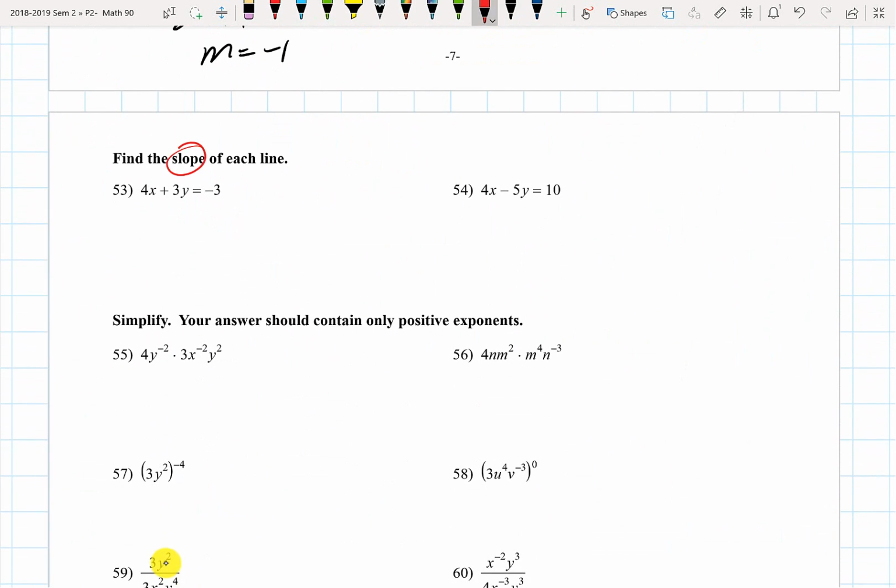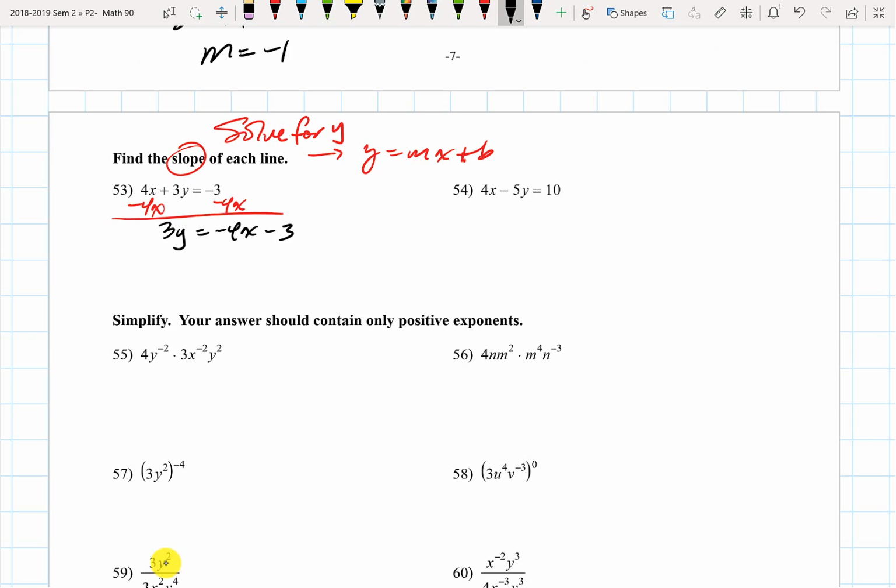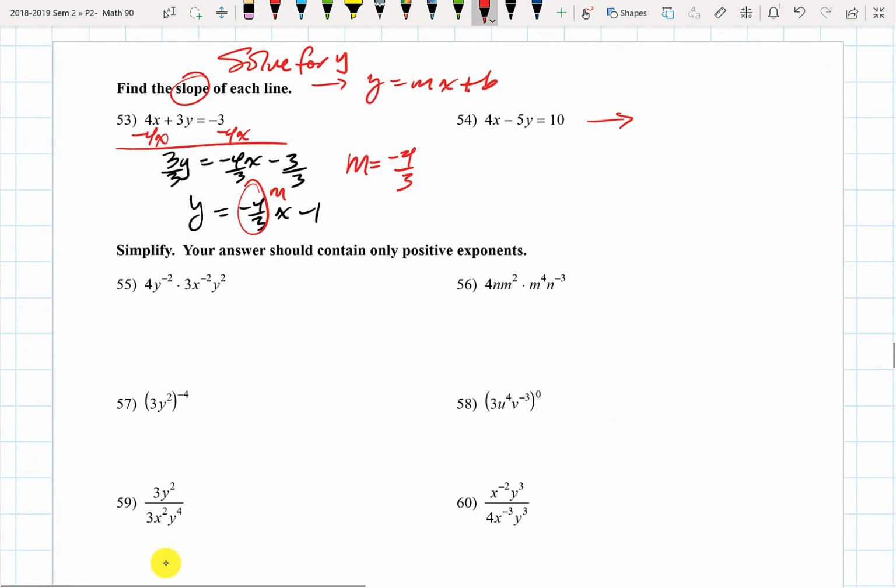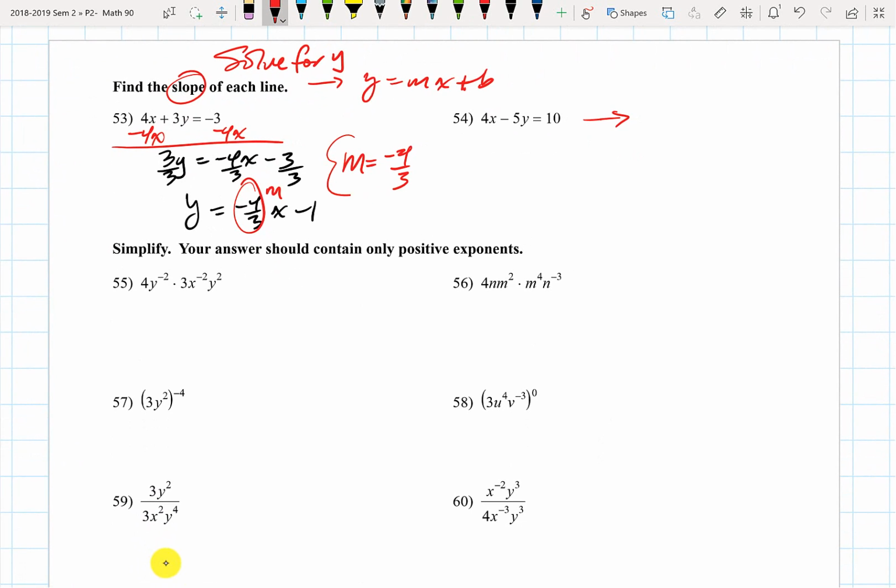On this one, same thing, find the slope, which means you got to get into slope-intercept form, y equals mx plus b. So basically, you have to solve for y. Let's subtract 4x, and you get 3y is equal to negative 4x minus 3. Dividing through by 3, we get y is equal to negative 4/3 x minus 1. So my slope is right here, negative 4/3. And again, you can do number 54 the same way. You got to solve for y, look for the slope. There's your result.